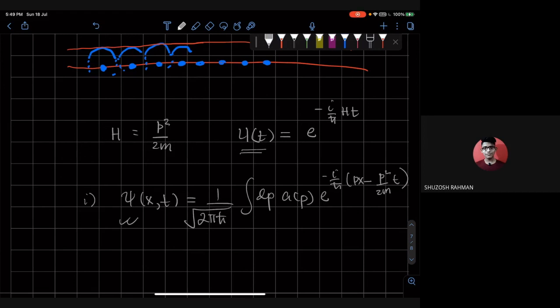All right, so I'll let you guys do that. You just have to plug it into the Schrodinger equation without a potential to see if the left-hand side and the right-hand side agree.